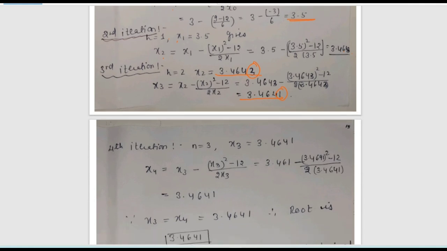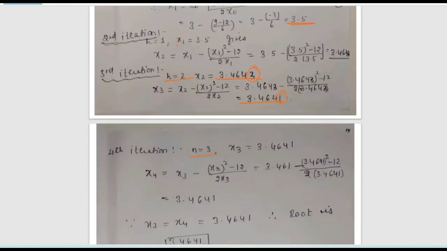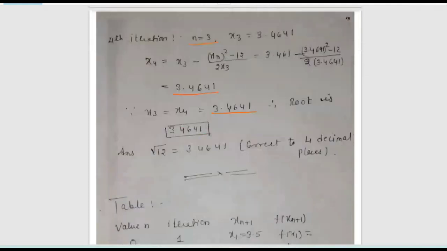In the fourth iteration, putting n equals 3 here, x is the previous value which you have. Just use the formula again of the NR method which we made here, the same formula which we made for this particular equation: x3 minus (x3 squared minus 12) upon 2x3. Just solve it. We are checking up to 4 decimal places. Now our answer is matching. So it means our convergent result, the root of 12, is 3.4641, correct to 4 decimal places.